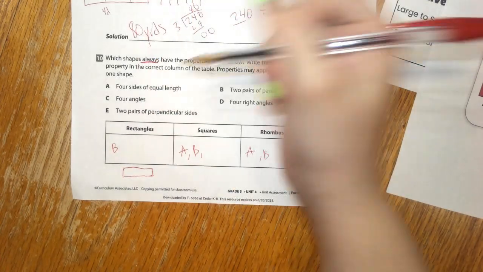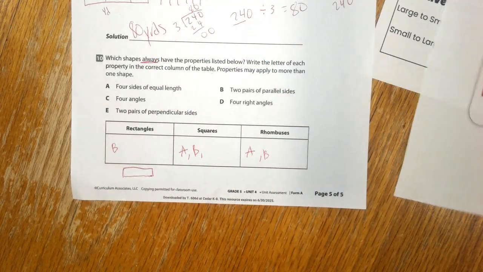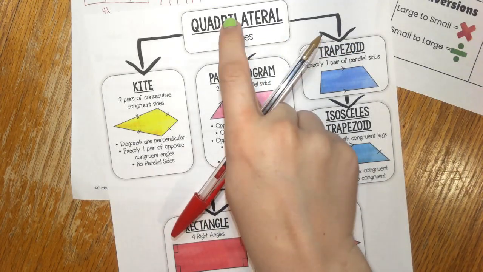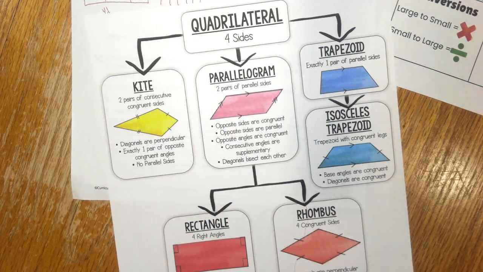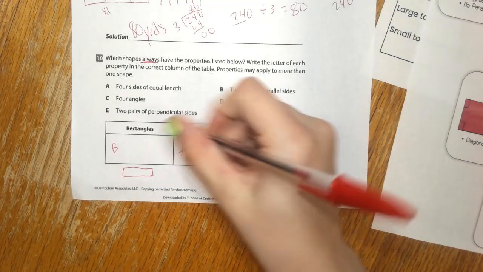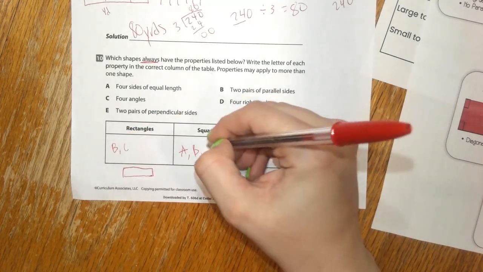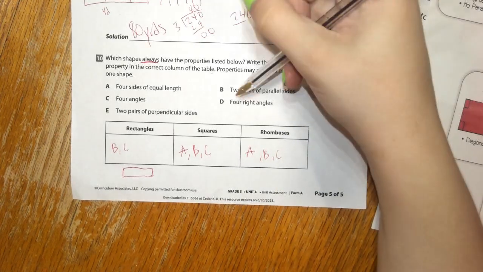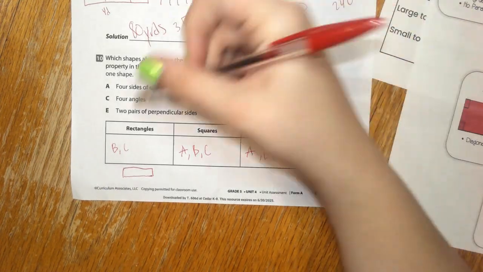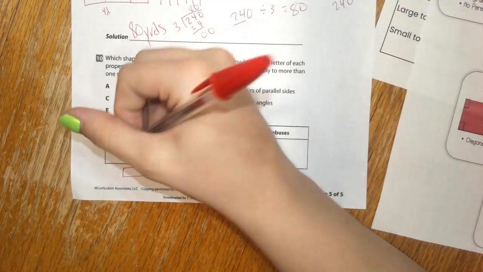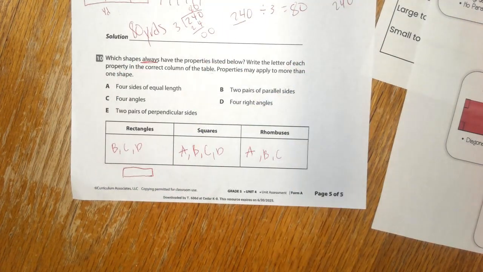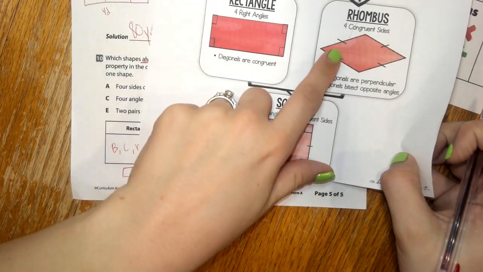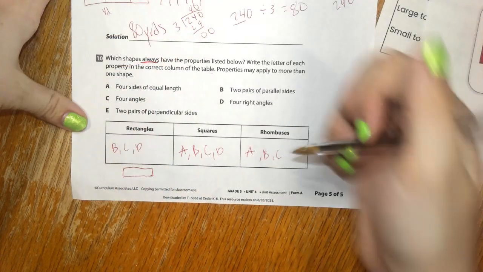Then I have 4 angles. Well, they're all what we call quadrilaterals. So quadrilaterals all have 4 sides and 4 angles. So we can give that one to everybody. Then we have 4 right angles. Well, I know that a rectangle has right angles and a square has right angles. These ones have right angles, but this one does not have to have right angles.